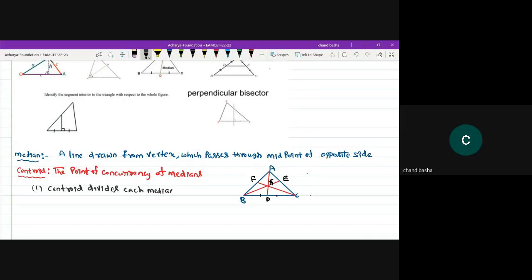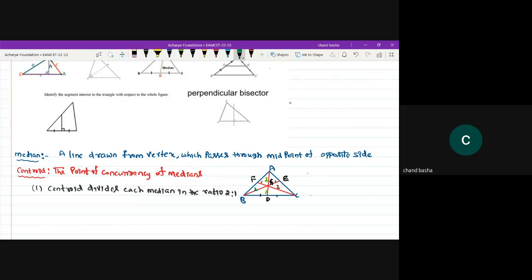This is one of the most important concepts. Centroid divides the median in the ratio 2:1. Sir, for each median, I mean, this is 2:1? Yes, it is 2:1. Sir, if I want to discuss another median? Yes, it is also dividing in the ratio 2:1. What about B? B is also dividing in the ratio 2:1. Centroid divides each median in the ratio 2:1. This is one of the most important points to be noted.